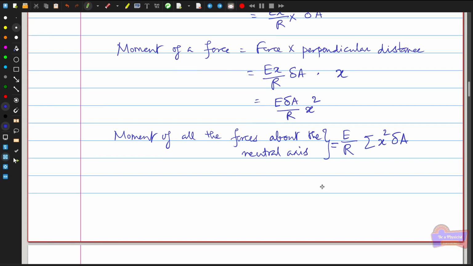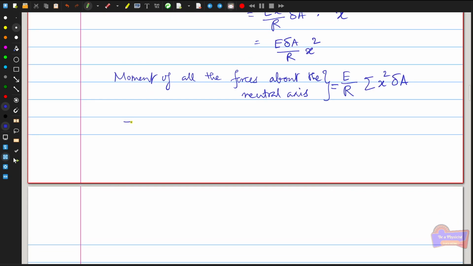Here you can see that the summation of x squared into delta A is nothing but the geometrical moment of inertia, which is taken as Ig, and A is the total area of cross section. So I can write Ig as A times K squared, where A is the total area of the beam and K is nothing but the radius of gyration.